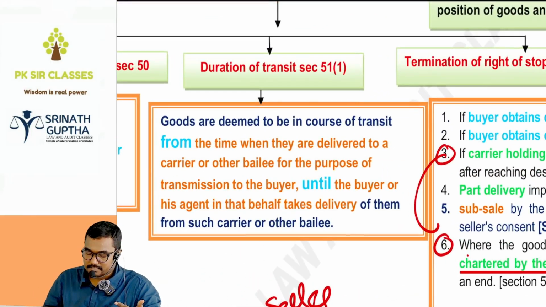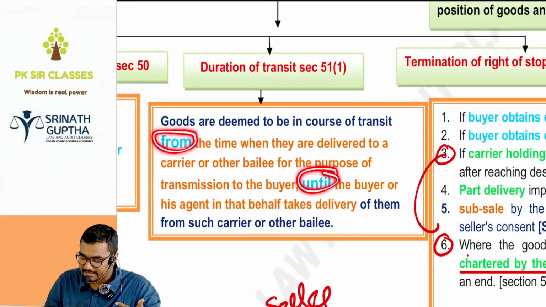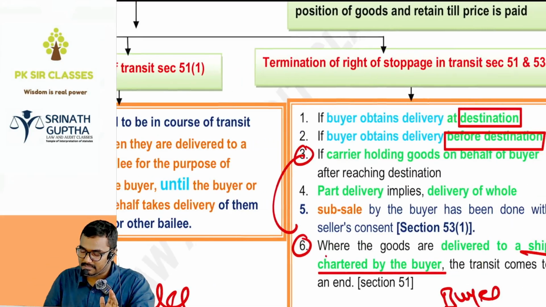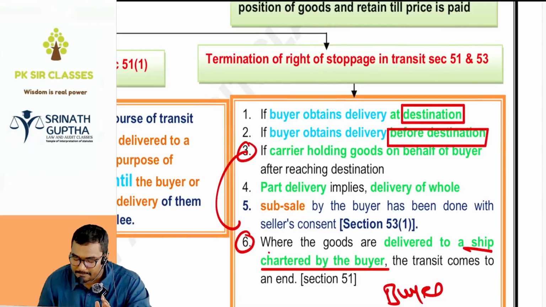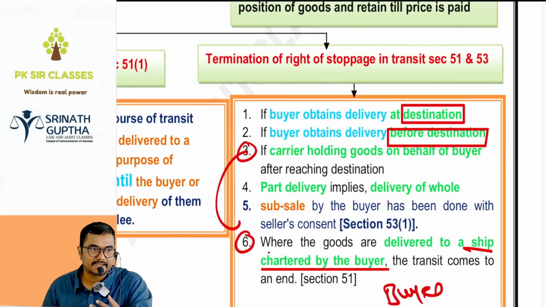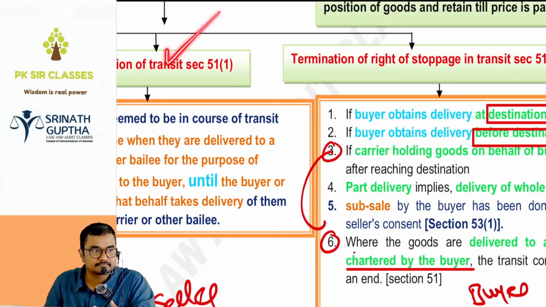Duration of the transit. Duration of transit means goods left from the seller but not yet reached the buyer; in between, they are said to be in transit. And termination of the right to stoppage of goods in transit: when will this right come to an end? This right comes to an end once transit ends.